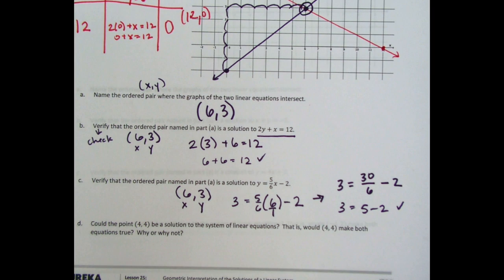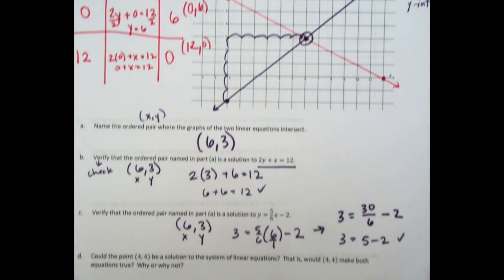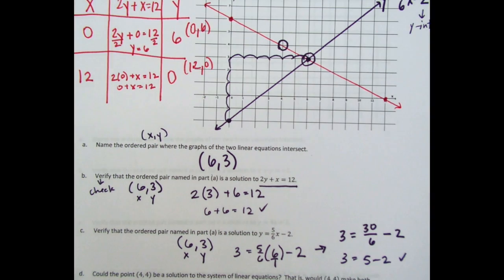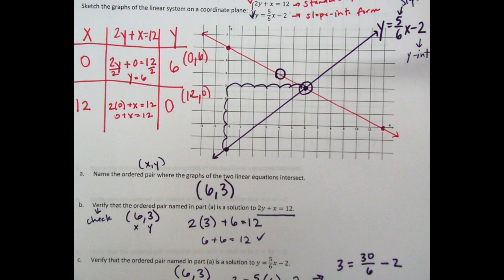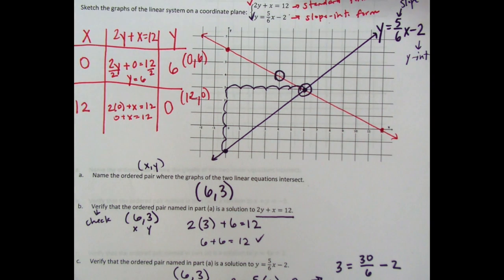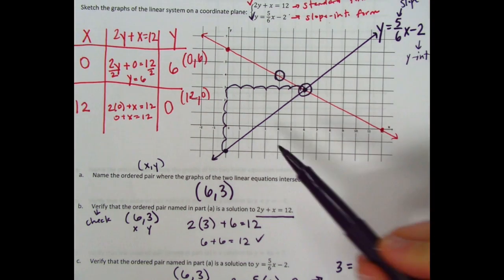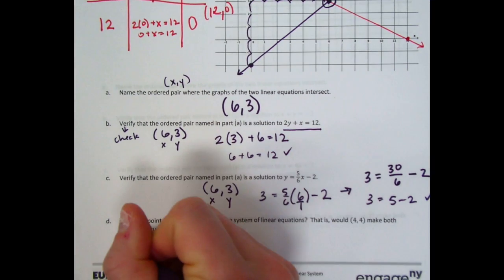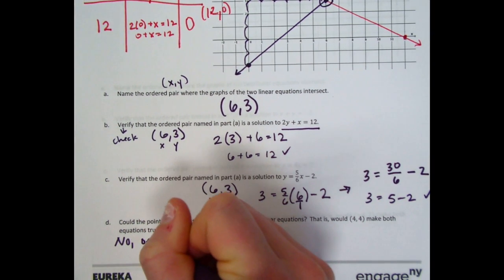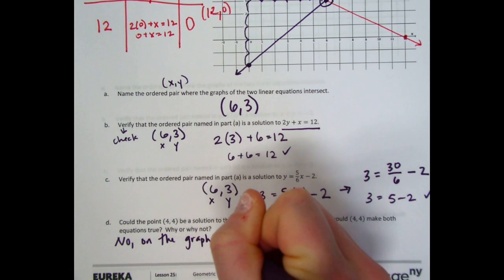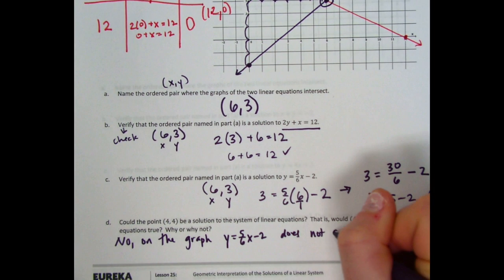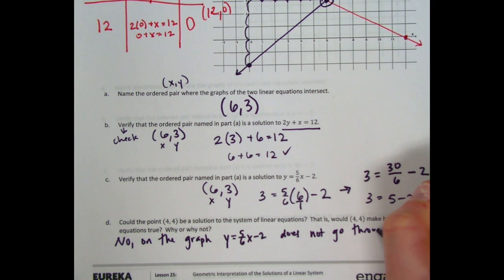Letter D, could the point (4, 4) be a solution to the system of linear equations? That is, would (4, 4) make both equations true? Why or why not? I'm going to look up here on my graph to (4, 4). What I see is that our first equation in red in standard form, 2y plus x equals 12, does go through that point, but our second equation does not. So I can use that explanation. No, on the graph, y equals 5 over 6x minus 2 does not go through (4, 4).